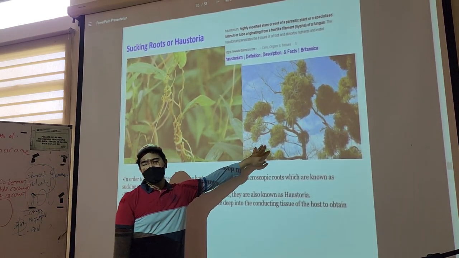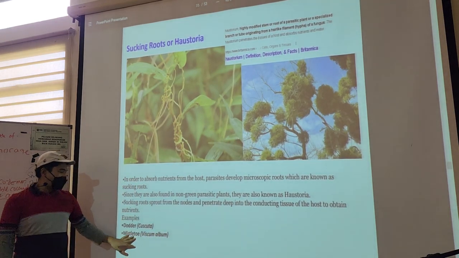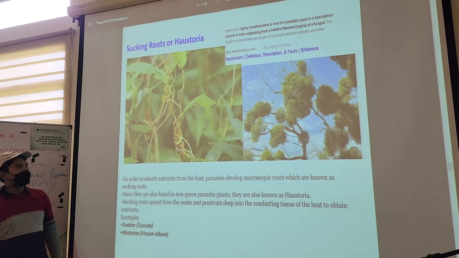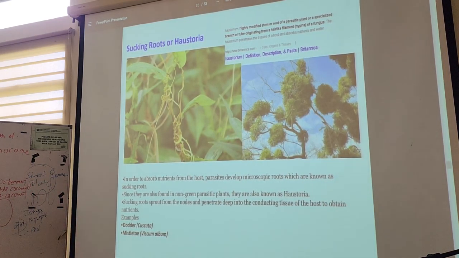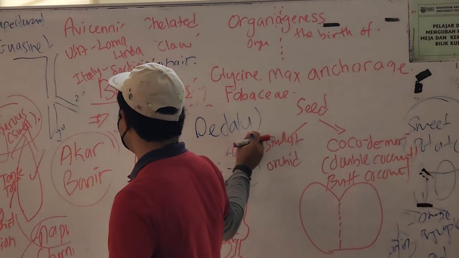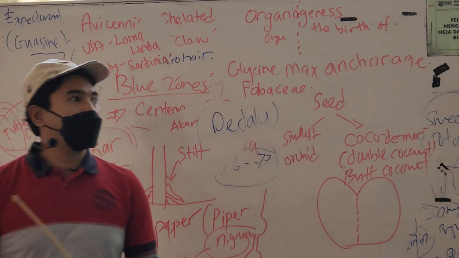We don't really have this in our country. Our country, I forgot to put the example here. Pokok dedalu. Pokok dedalu, bukan semalu, dedalu. Sorry, I should have put the image, I forgot. Dedalu. So this is a parasitic.